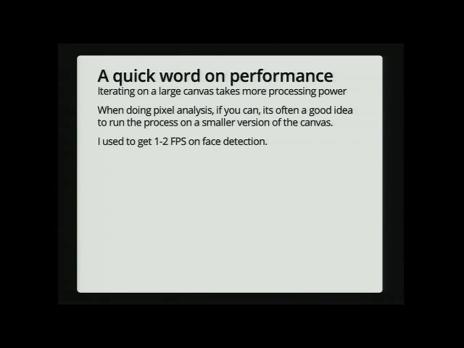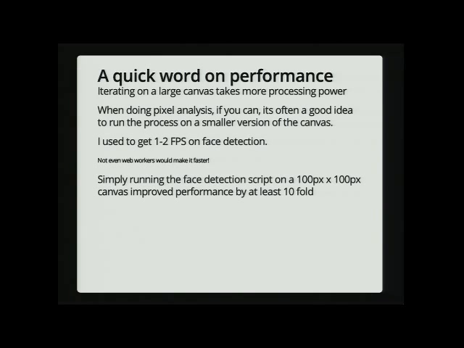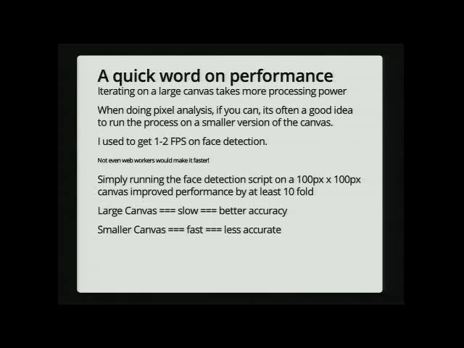I used to get 1 to 2 frames per second on like an 800 by 600 canvas. I tried WebWorkers. It didn't speed it up very much. And simply running it on a 100 by 100 pixel canvas improved the performance by at least tenfold. So a large canvas is slow, but you have better accuracy. A smaller canvas is fast, but is less accurate.